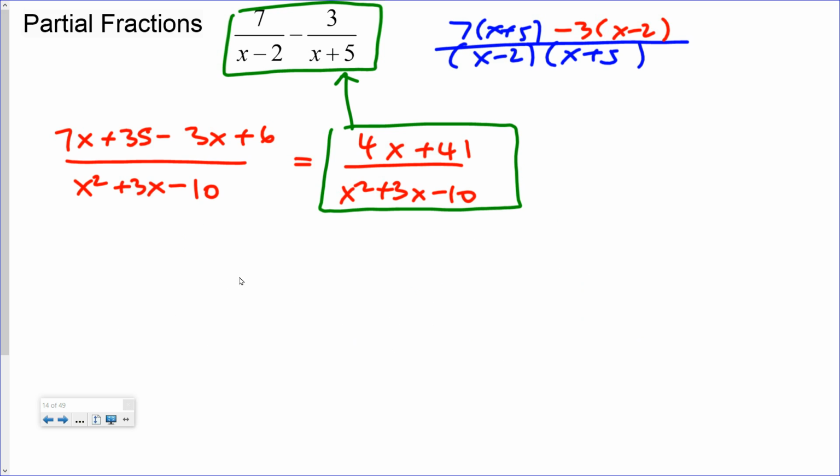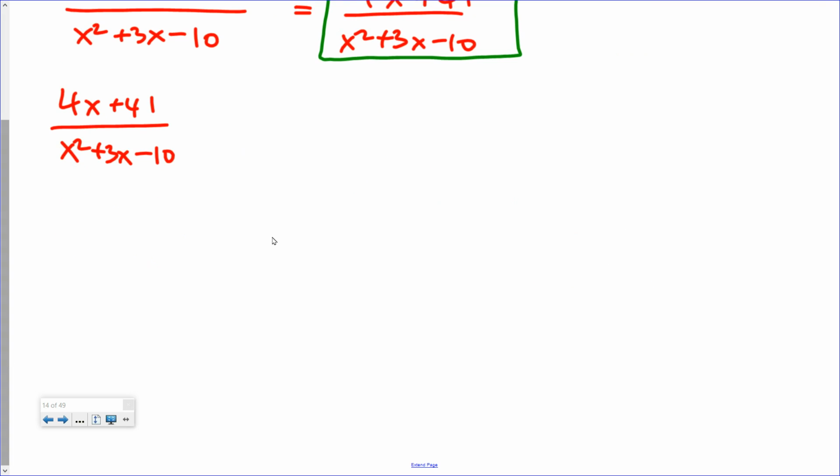Okay, so remember, we don't know the answer. So let me just start with 4x plus 41 over x squared plus 3x minus 10. And I think this is your first problem. You can start doing it on your notes if you'd like to write your notes. Okay, the first thing you do is you say, hey, this down here factors into x minus 2 times x plus 5, okay?